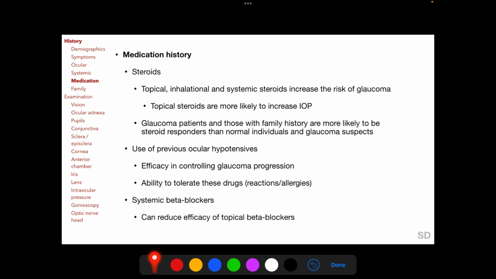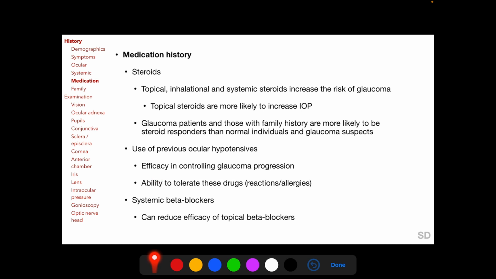In treatment history, we have to inquire whether the patient has taken steroids, either topical, inhalational or systemic, because intake of steroids through any of these routes increases the risk of glaucoma. And among these routes, topical steroids are most likely to increase intraocular pressure. Glaucoma patients and those with a family history of glaucoma are more likely to be steroid responders as compared to normal individuals and glaucoma suspects.